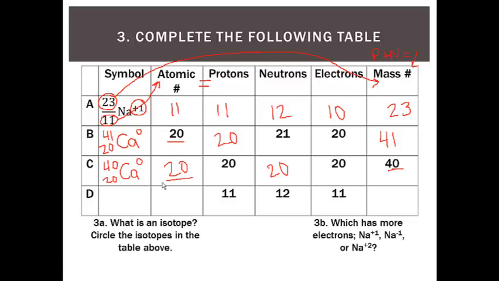All right, last one. Atomic number is again equal to number of protons, so this is 11. Mass number is protons plus neutrons, so I've got 11 plus 12 gives me 23. So once again, atomic number 11 is sodium.